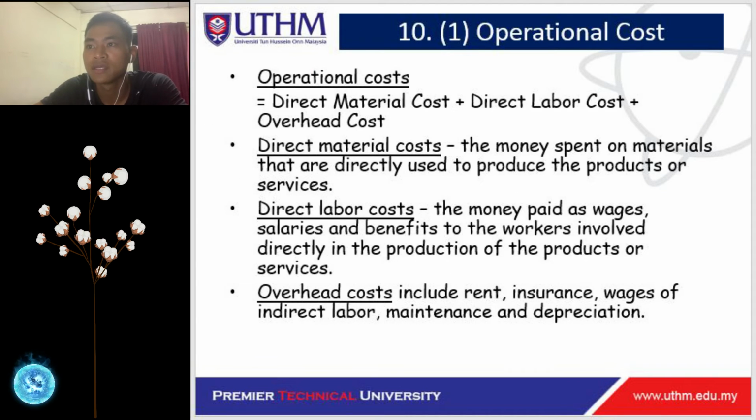Now we continue with operational cost. First, operational cost equals direct material cost plus direct labor cost plus overhead cost. The direct material cost is the money spent on materials that are directly used to produce the product or service. Next is the direct labor cost, the money paid as wages, salaries and benefits to the workers involved directly in the production of the product or service. The last one is overhead cost, which includes rent, insurance, wages of indirect labor, maintenance and depreciation.